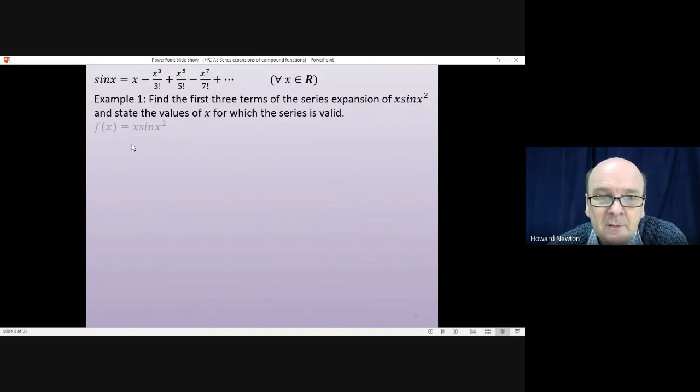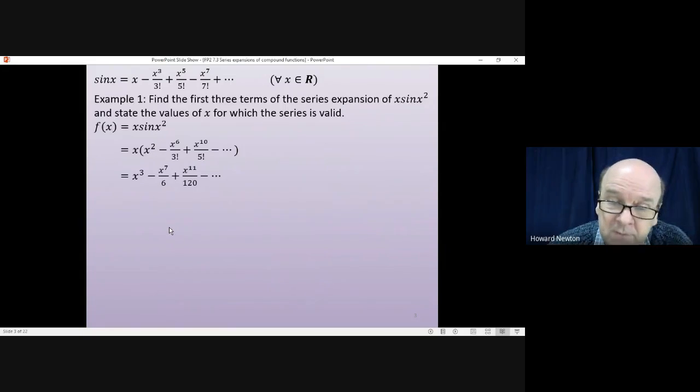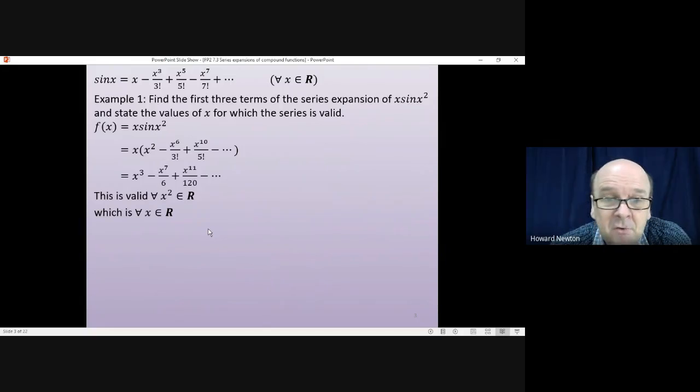Okay, let's have a look. So x sin x squared, and as we said, we write down this series expansion for sin x, but substituting in x equals x squared, and that will give us that. And multiplying out the brackets will give us that. Now, this is valid for all x squared that are a real number, which means it's valid for all x that are a real number.